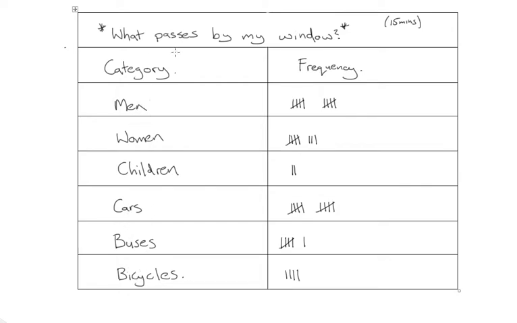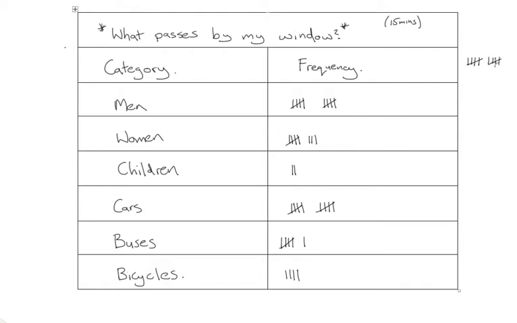So if I'm looking out my window and I want to see what passes by, I'm going to count how many men pass by, how many women, how many children, cars, buses, and bicycles. And I'm going to get you to tally, so I'm going to get you to count. And you're going to count using this style here, where you go, 1 man, 2 men, 3, 4, 5, 6, 7, 8, 9, 10.